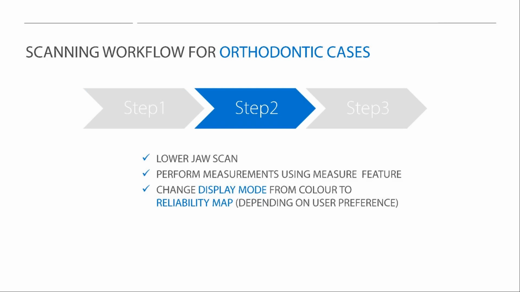Step number 2, we scan the lower jaw. Again, we can perform measurements if we like in the way that we described before. And of course, again, here we will change the display mode from color to reliability map. Keep in mind that you can scan even with the reliability map if you want, which is helpful for some people. Some others prefer to scan first in color and then switch to reliability map.